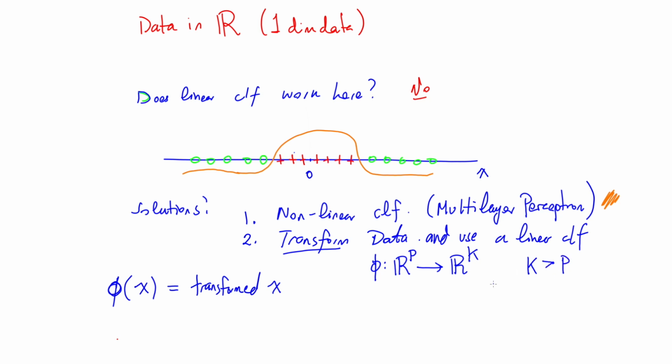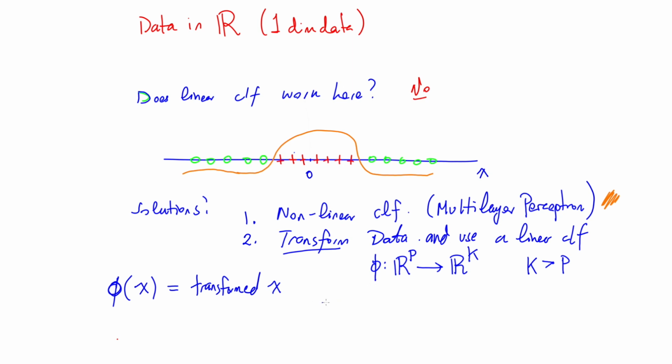Sometimes you want to go from p to something smaller, but in a lot of these examples where there's a nonlinear boundary that works, you actually need to project your data to a higher dimensional space. The idea is to go from a one-dimensional space to a two-dimensional space or a five-dimensional space, and then use the linear classifier on the more high-dimensional space.